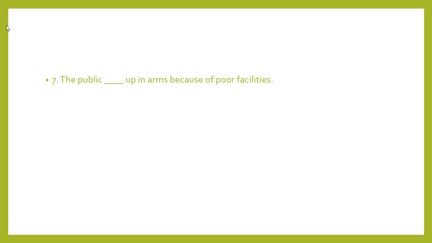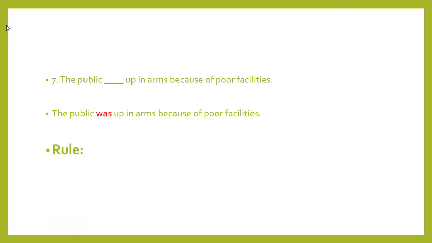Now we go to sentence number 7. The public dash up in arms because of poor facilities. What should be its solution with regard to the form of the verb be? Can you think of it? Okay. Its solution is the public was up in arms because of poor facilities.